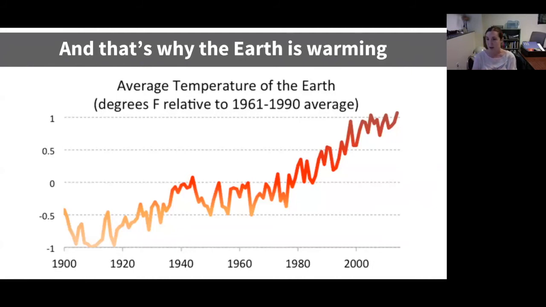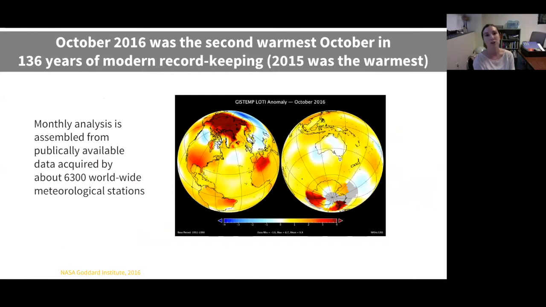It's not completely straight, right? We have variability year to year. There are lots of other things that control the exact temperature of a given year, but the trend is clearly upwards over the last century. And as we'll see, we can actually start to reconstruct this trend further back in the past as well. And we've warmed by about 1 degree.